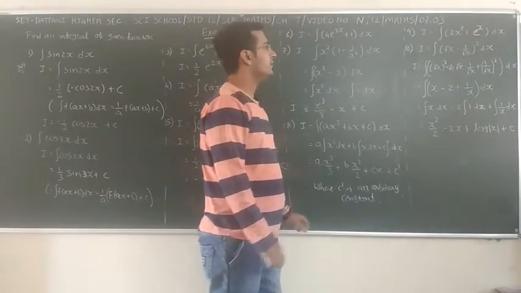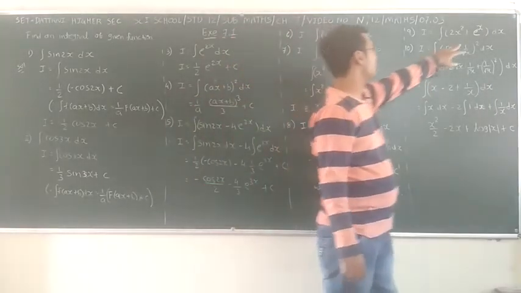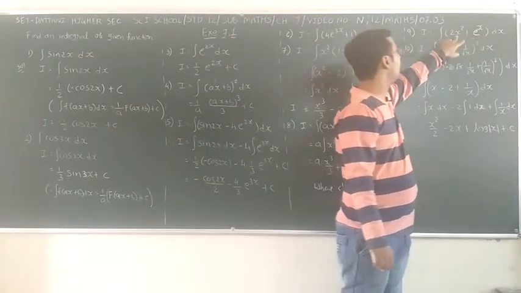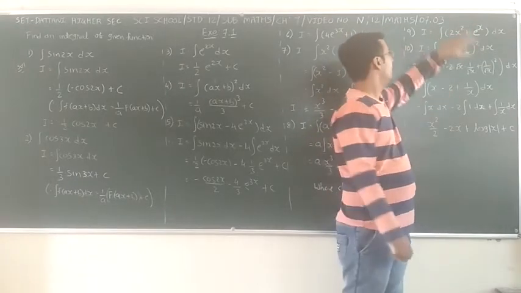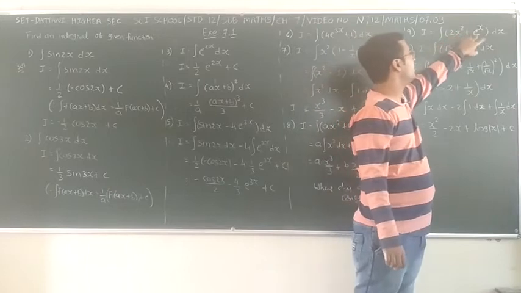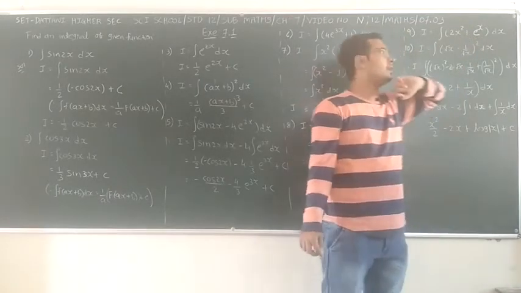Next, ninth: I is equal to integration of 2x square plus e raised to x dx. Here you just separate it and integrate: integration of x square plus integration of e raised to x. x square gives x cubed by 3.